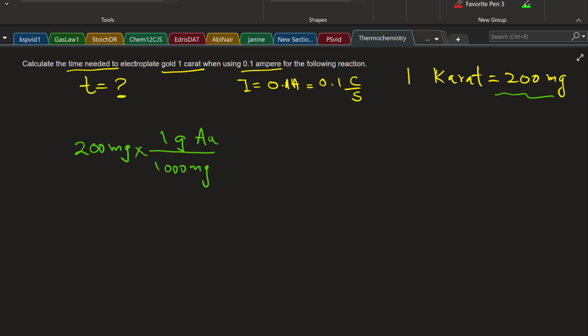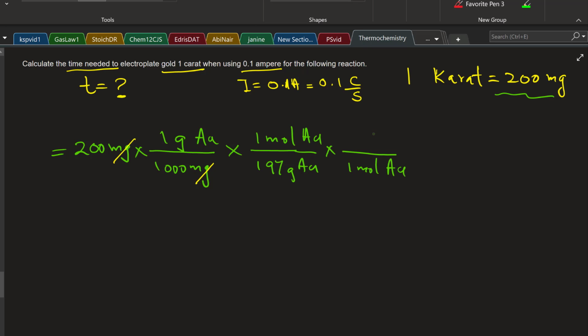200 milligram, 1000 milligram is 1 gram of gold or anything, right? Now we have how many grams for the molar mass? That's for the moles. So the atomic mass of gold is 197, and that's grams per 1 mole of gold. 197 grams per 1 mole of gold, right? Now 1 mole of gold needs how many electron moles?